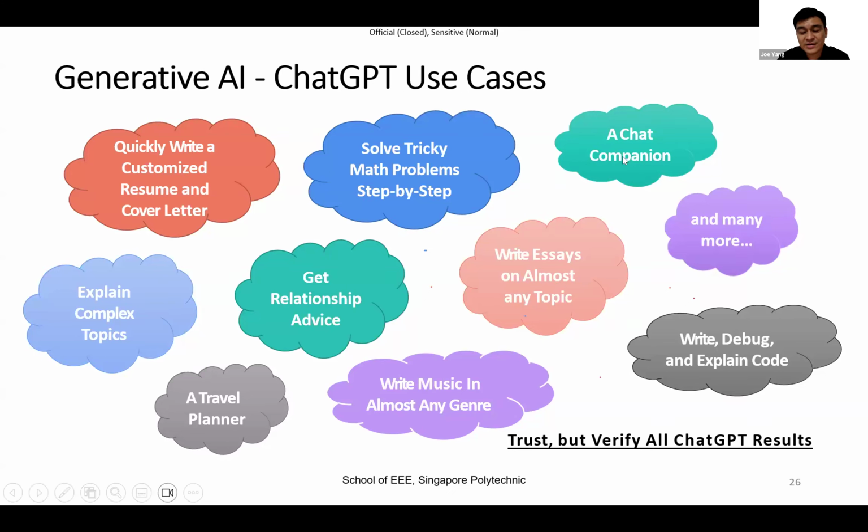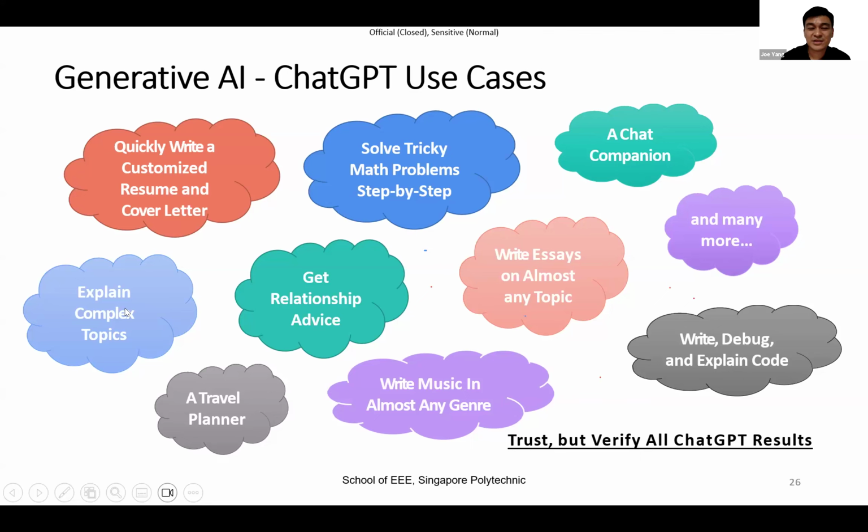If you're worrying, you can also use AI to act like a chatbot companion. You can ask questions, get replies, and go to and fro with the AI. And today AI can explain complex topics.